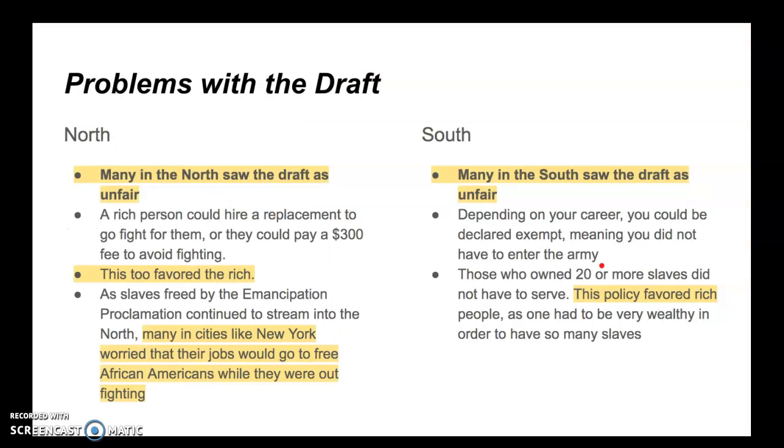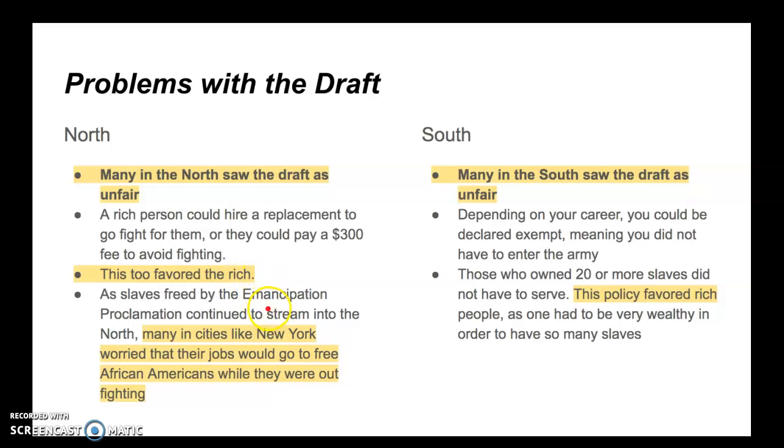All right. So there's some problems with the draft. Many people in the North saw the draft as unfair. So why would they think that? So here's something that sounds unfair to me 150 some years later. A rich person could hire a replacement to go fight for them, or they could pay a $300 fee to avoid fighting. This, too, favored the rich.